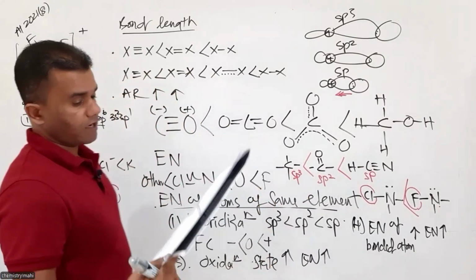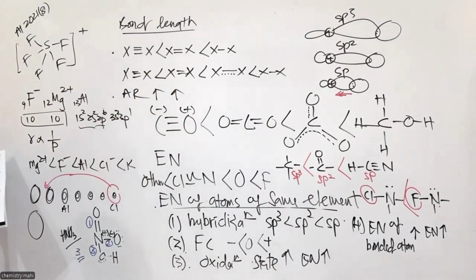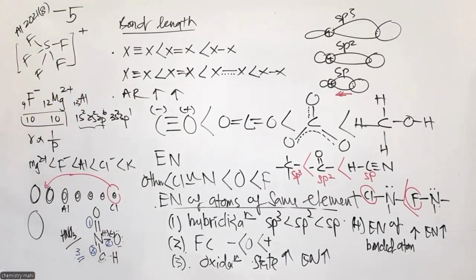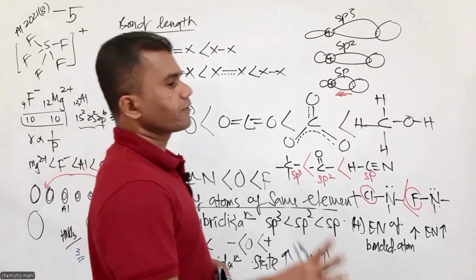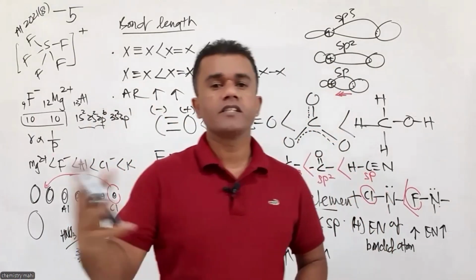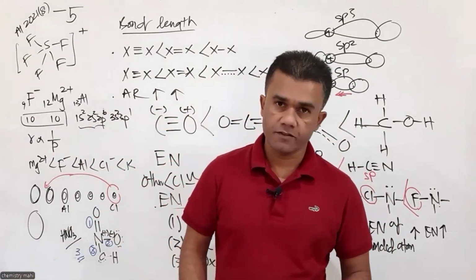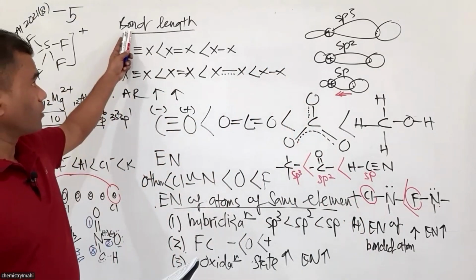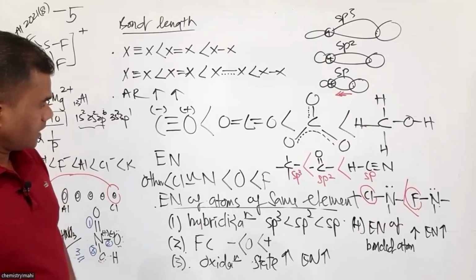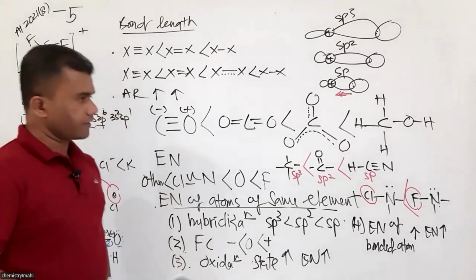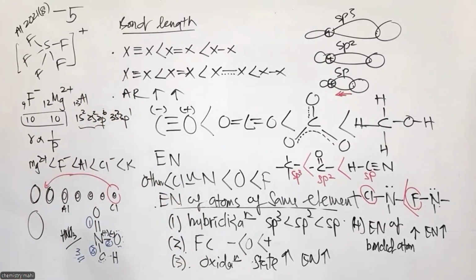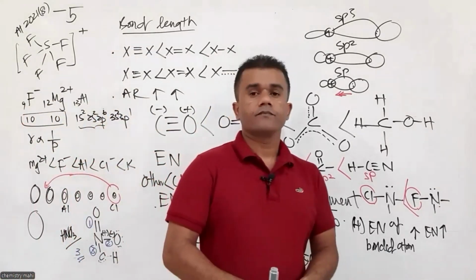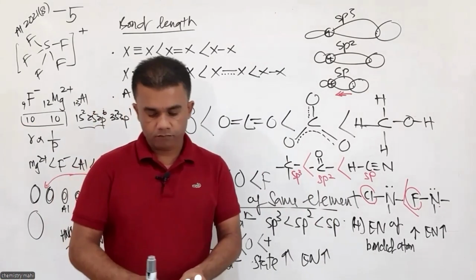A-level 2021, 8th question. It is the 5th one. I took a long time to explain it because there are 5 different properties, and each property has a different way to analyze. Some properties have different factors. Bond length has different factors, and electronegativity has different factors. I had to explain them, that's why I took a long time to explain that one.